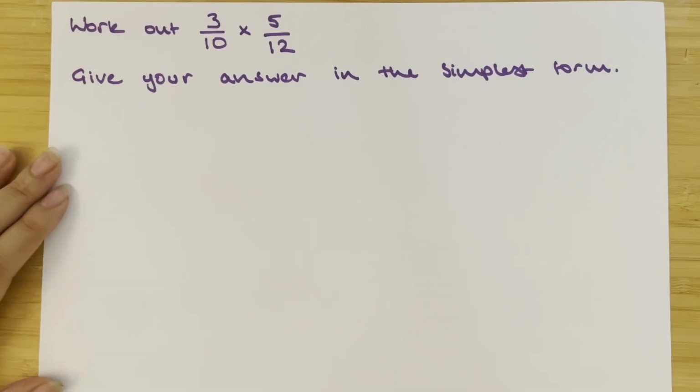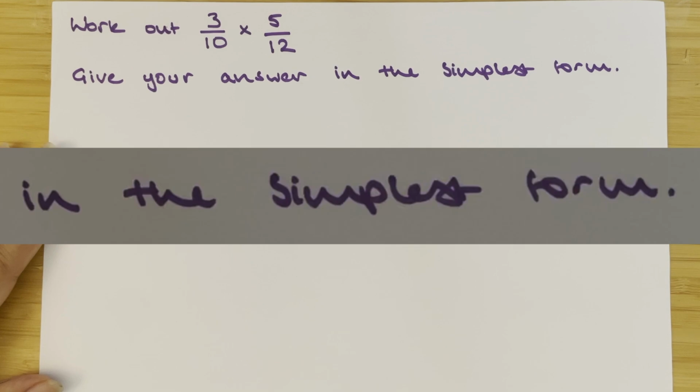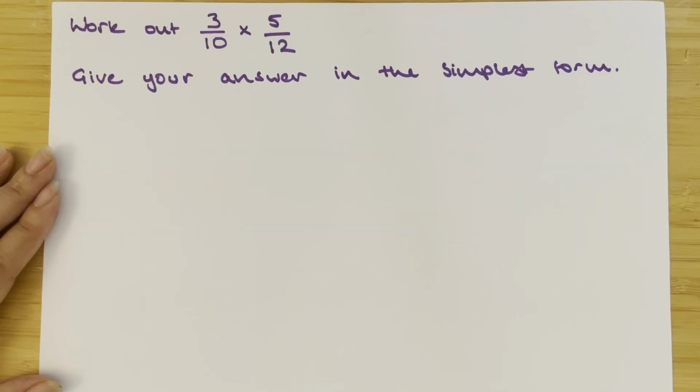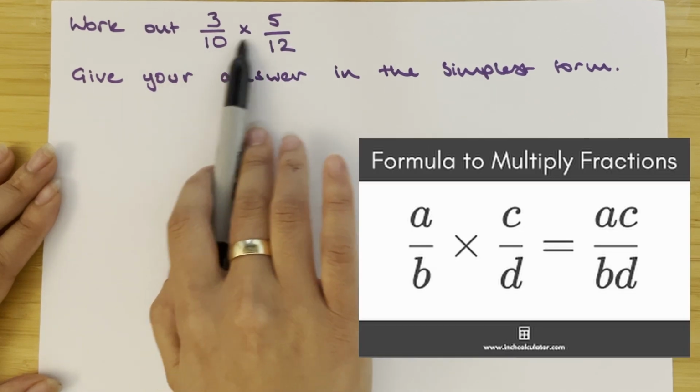Okay, so the question is work out 3 over 10 times by 5 over 12. They want me to give my answer in the simplest form. So I'm going to show you 2 ways to do this. First of all, we're going to do it the normal way. So we're going to times numerators and times denominators.